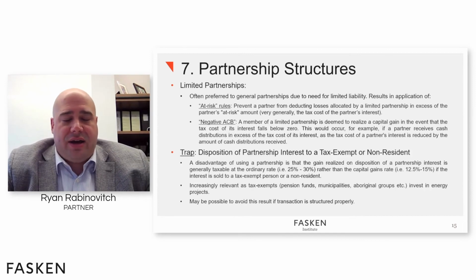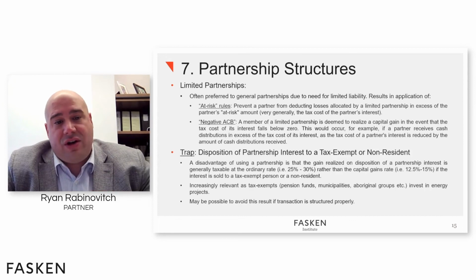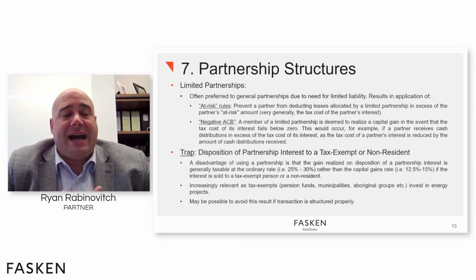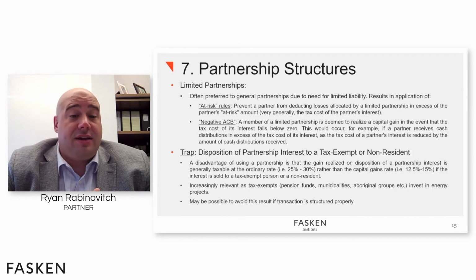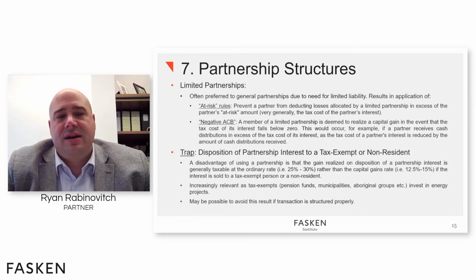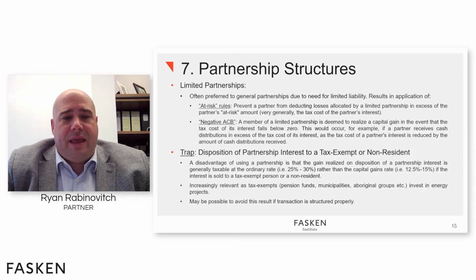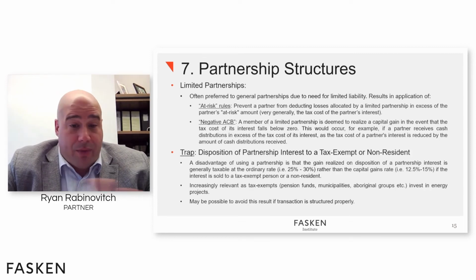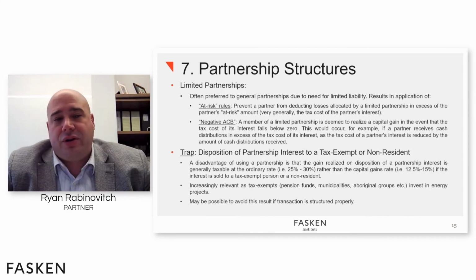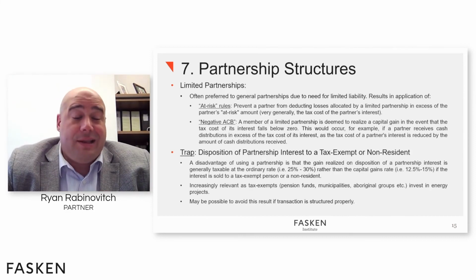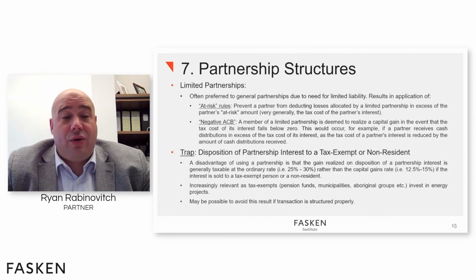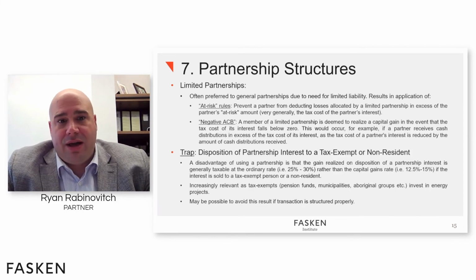And the other thing that sometimes trips us up is what's called the negative ACB rule. ACB is tax cost. It's the adjusted cost base. It's a fancy word for tax cost. And when your cost goes negative, you're deemed to have a capital gain if you're a limited partner of a limited partnership. Typically, by the way, both of these rules only apply to limited partnerships, but we typically only see limited partnerships because it's very rare that investors want to invest in an entity that's a general partnership and have unlimited liability.